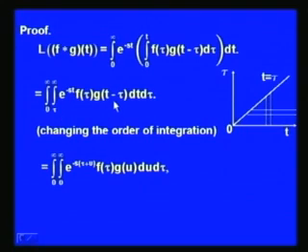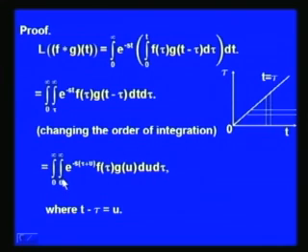Now, let us put t minus tau equal to u here. When we put t minus tau equal to u here, the limits of integration, that is t varies from tau to infinity, change to u varies from 0 to infinity, and we get the integrand as e to the power minus s (tau plus u) into f(tau) g(u) du d tau.